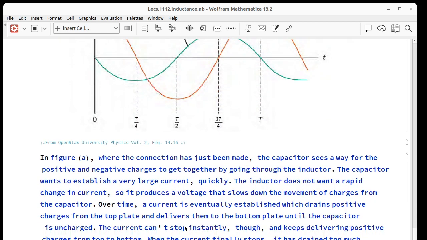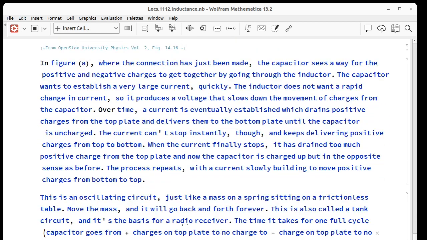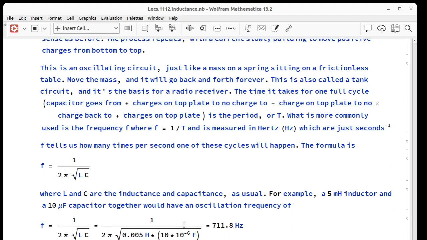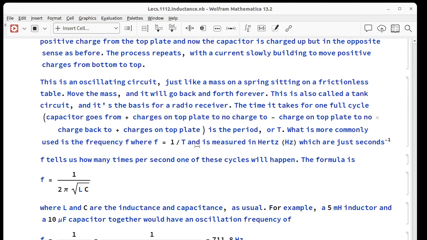This circuit, if there's no resistance, will oscillate forever and ever. It's called an oscillating circuit. Sometimes it's called a tank circuit. And it's what used to be used to make radio receivers. So this period is related to the frequency that this thing is tuned to pick up.